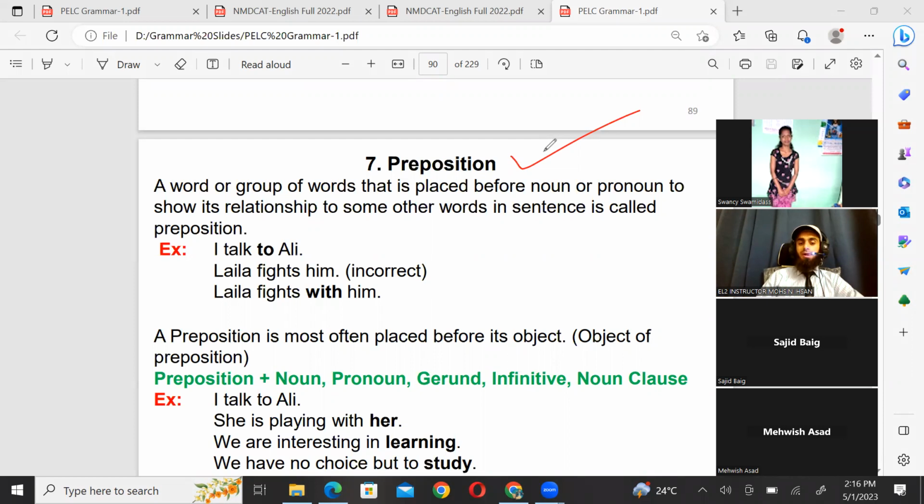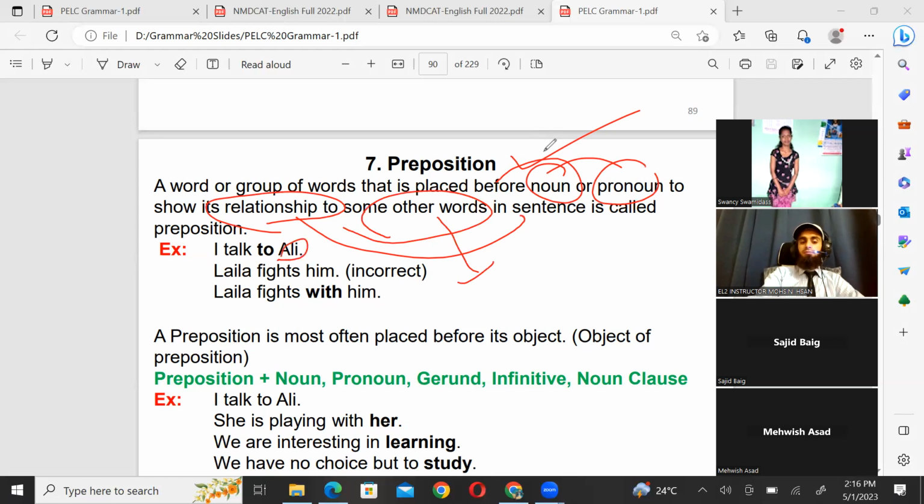So preposition means a word which you are going to place before a noun or pronoun to show its relationship with other words. We use it before a noun or pronoun to show its relationship with the rest of the sentence. Here, it would be used before a noun or before a pronoun, and it would show the relationship with the other words. And those other words mean the rest of the sentence.